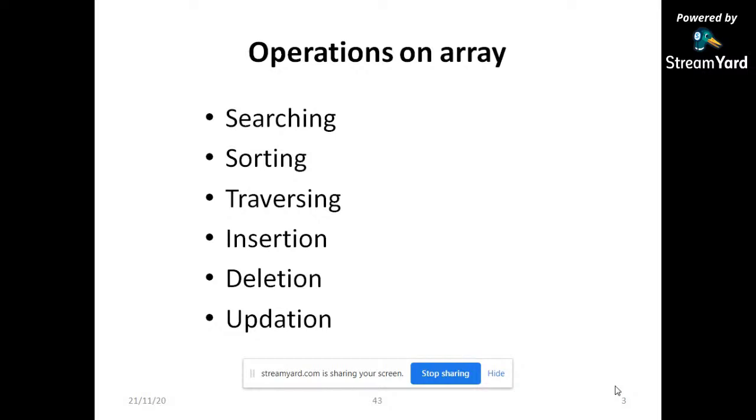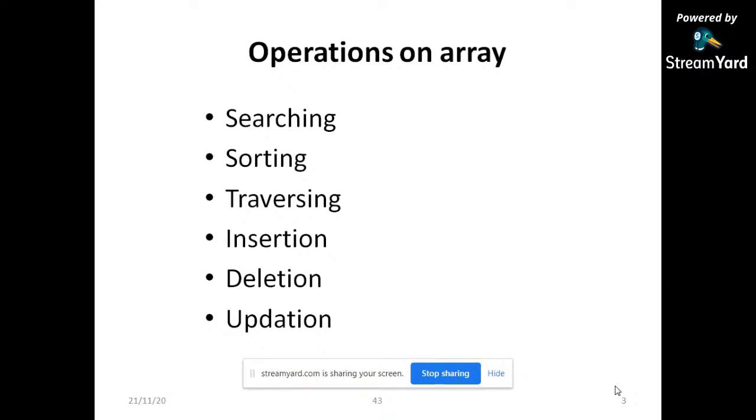Then sorting. Sorting means what? Arranging the array elements into some order. This order could be increasing order or decreasing order. We will say that it is ascending order or it is descending order.